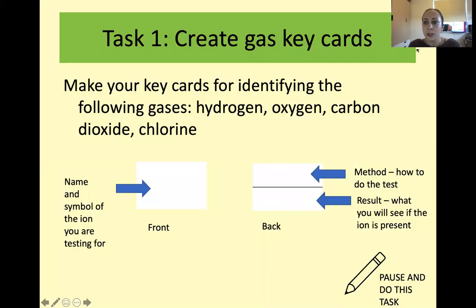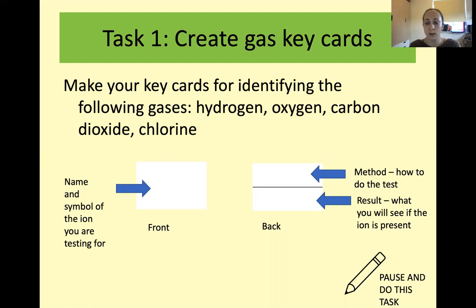Right, I mentioned this morning that we were going to create some key cards to bring all this information together. So you need to find some of your key cards. And if you remember, we're going to draw a line on the back to split it into 2 parts. So front of the card, you're now going to put the thing you are testing for. So in this case, it's going to be hydrogen to start with. On the top bit, you will write how you do the test. So that would be get a lit splint and put into the gas.